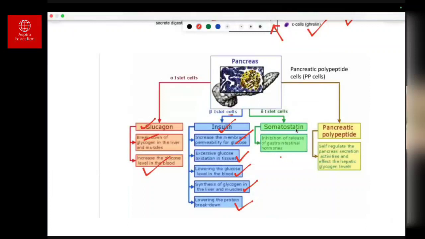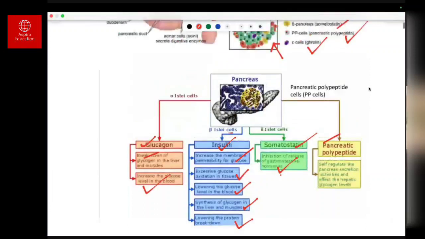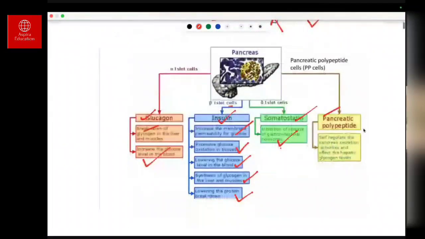Then delta cells produce somatostatin, which is primarily involved in inhibition of the gastrointestinal hormones. Okay, and the pancreatic polypeptides are produced by the PP cells, which are involved in self-regulation of the pancreatic secretion activities, and the effect is on the hepatic glycogen levels. So these are the major hormones produced by the pancreatic islets: the glucagon by the alpha cells, the insulin by the beta cells, and the somatostatin by delta cells.